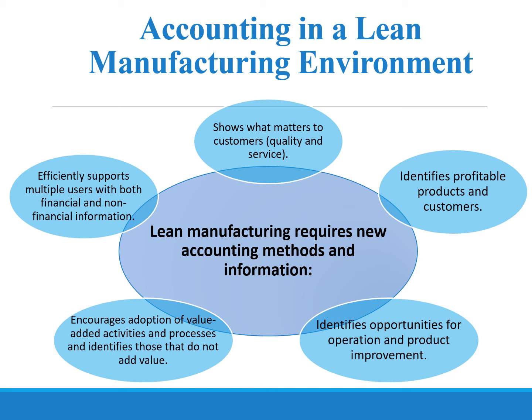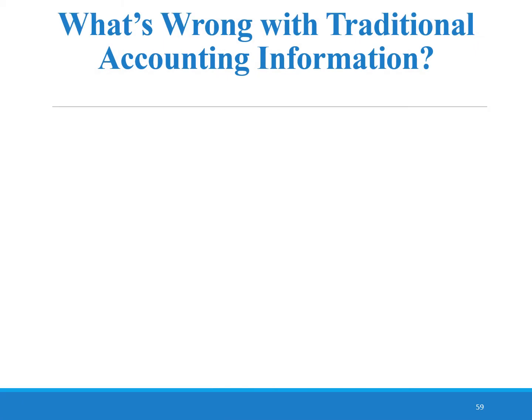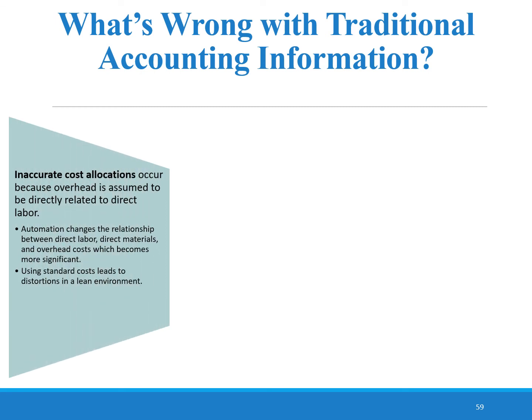Before we discuss accounting in the lean manufacturing environment, let's talk about what is wrong with traditional cost accounting information. First, incorrect cost allocation occurs because overhead is assumed to be directly related to direct labor.